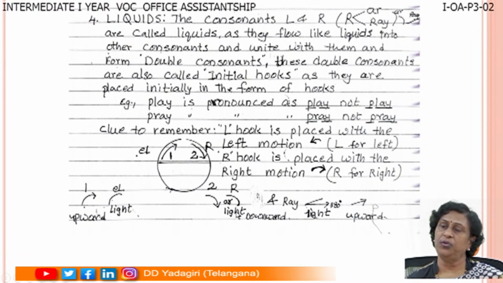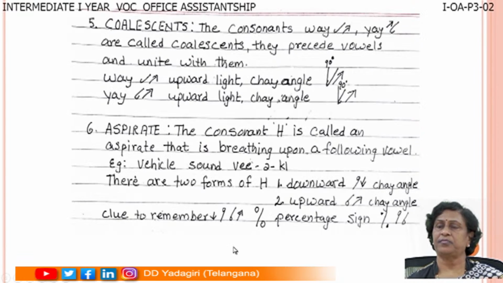But right now you have to know that there are two types of R. One is written downward, and the other one is written upward, and both are written light. So this is the basic difference.